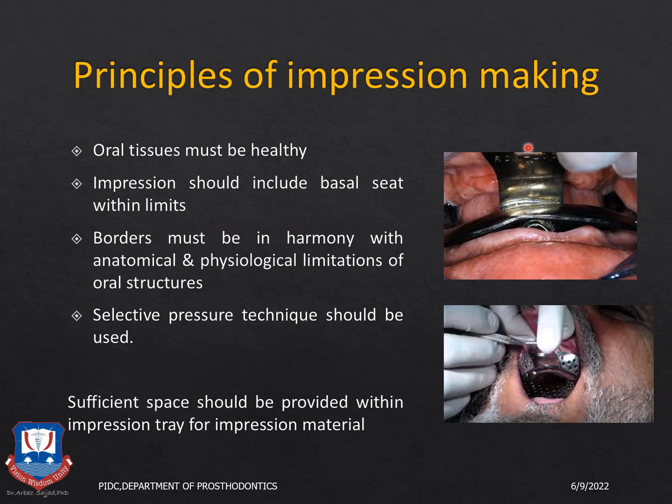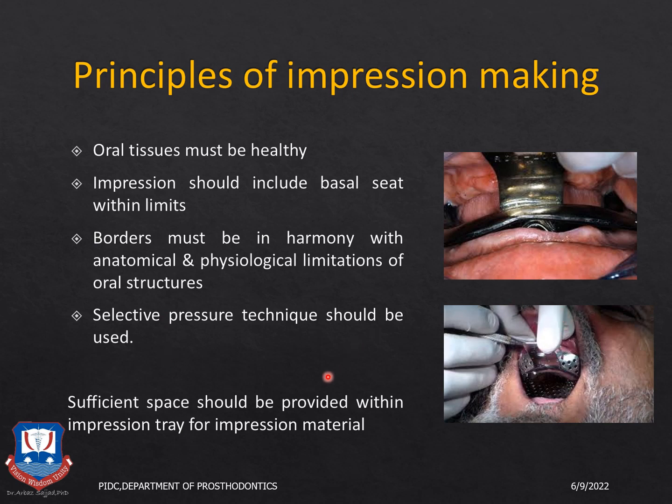The impression should include the entire basal seat area, the borders of the impression, because they will ultimately determine the denture flanges in the complete denture. They should be in harmony with the peripheral tissues and the relieving structures like the labial frenum, labial vestibule, buccal vestibule, the hamular notch, and in the case of mandibular also the masseteric notch, the lingual frenum, the mylohyoid ridge, the retromylohyoid curtain, all this should be taken into account.